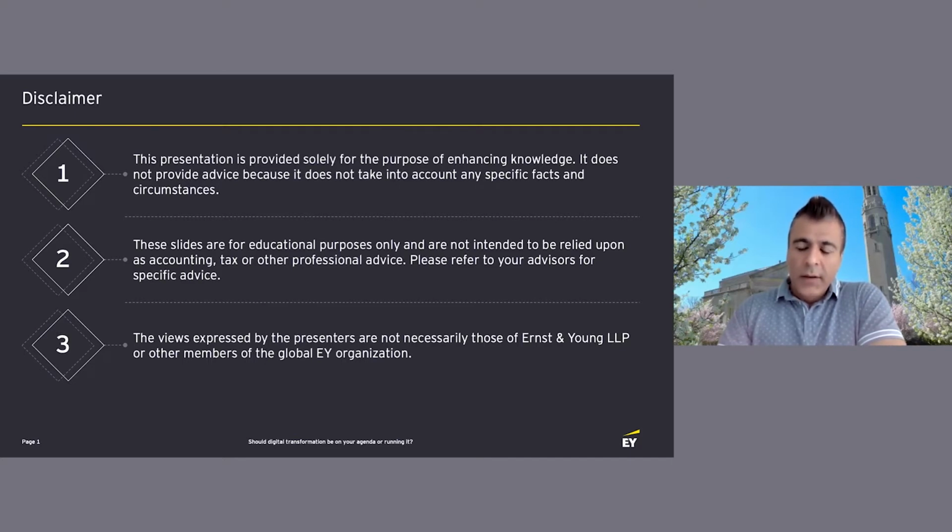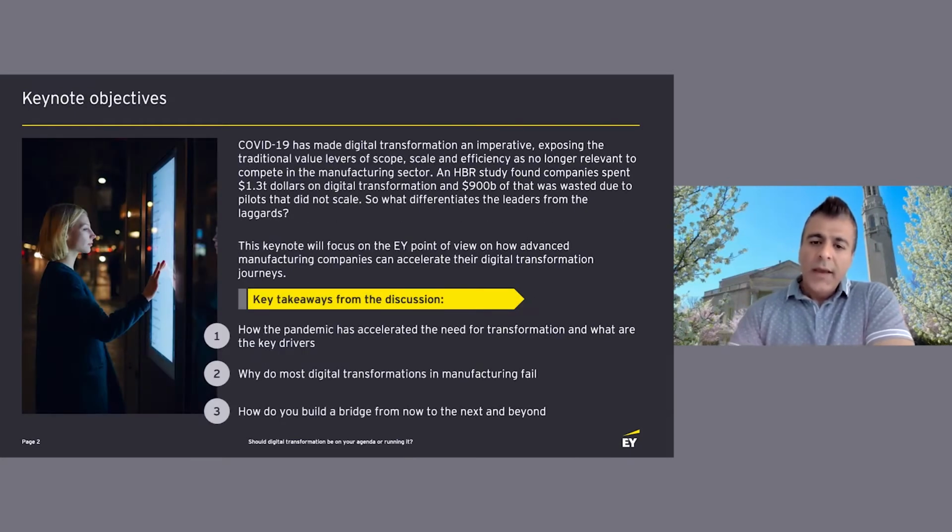I plan to share my EY experience with all of you on the topic of digital transformation. And really what I hope the key takeaways for all of you will be, number one, how the pandemic has made something that was already important now urgent. Why do most digital transformations fail? We keep hearing about the word pilot purgatory. I'll try my best to at least put that in context of our experience and what we are seeing working with hundreds of clients in manufacturing. And then lastly, how do you build a bridge from now to next and beyond?